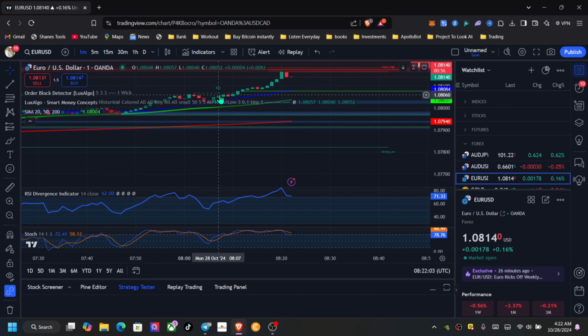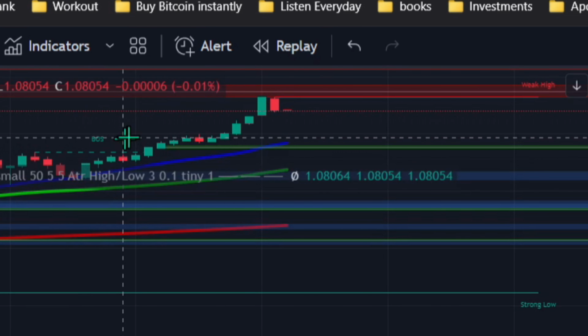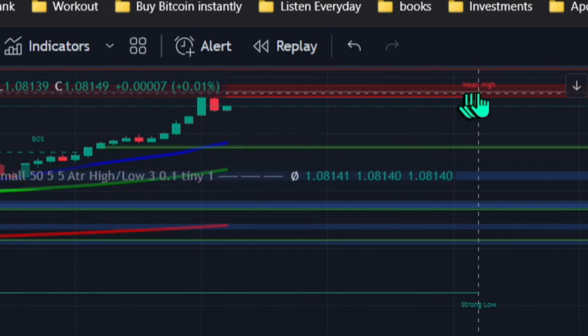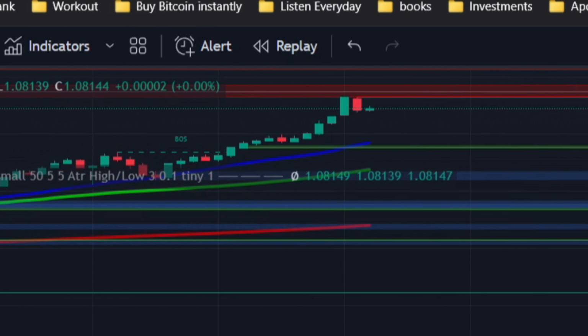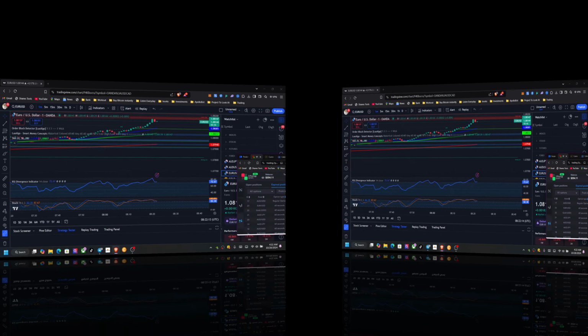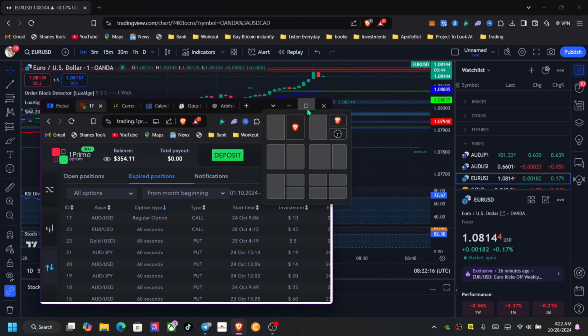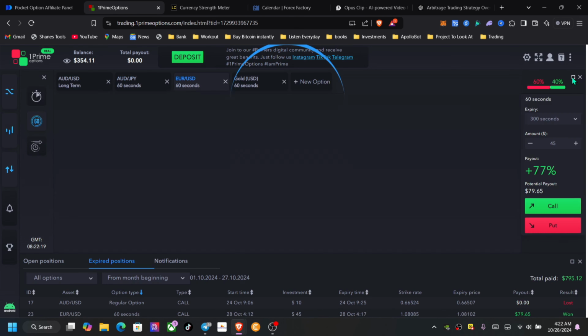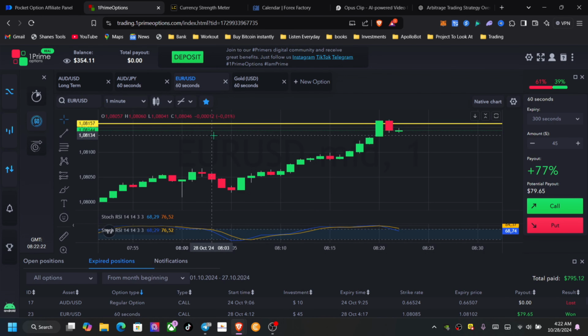Now, if you take a look here, you can see it had a break of structure. As soon as I saw this break of structure and a weak high, along with this page, this is the stuff you'll be learning and understanding. So you will have the skill. Right, let's pop down my results here by the time.